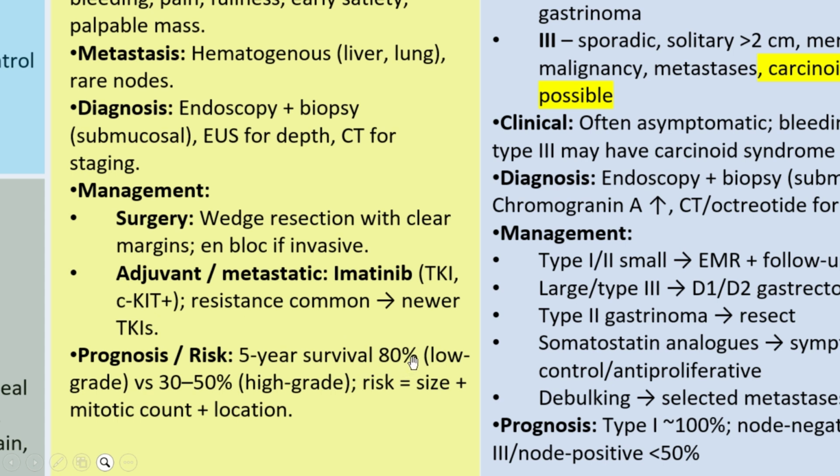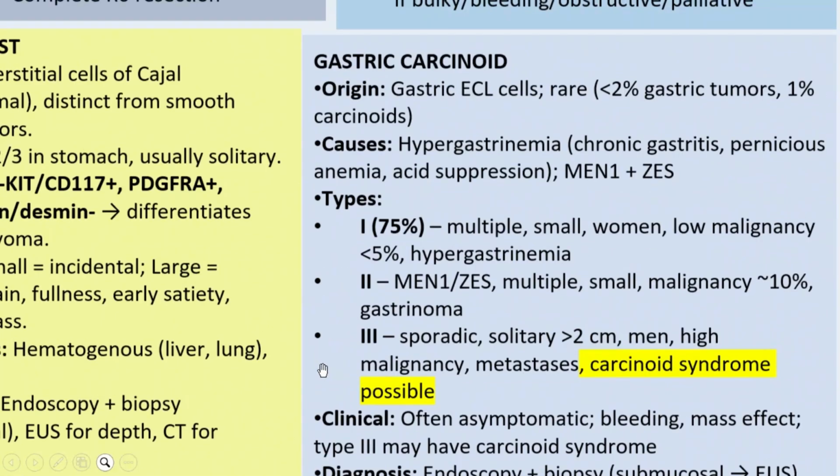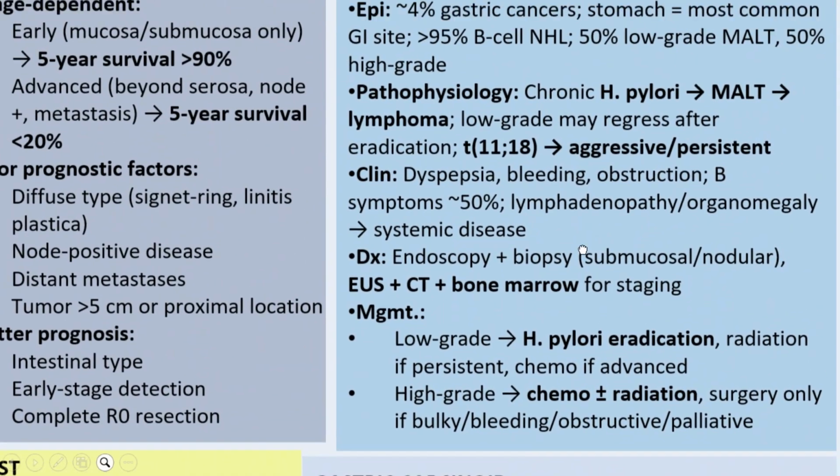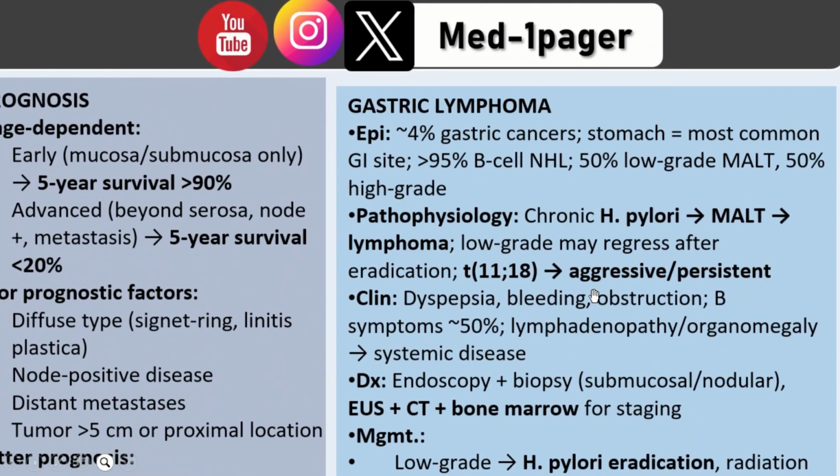Then the prognosis: the 5-year survival is 80% if it is low grade, which means well differentiated. But if it's poorly differentiated and high grade, there's a 30 to 50% risk. So the size, the mitotic count, and the location of this tumor are what is going to determine the risk of these cancers or the complications associated with the cancer.